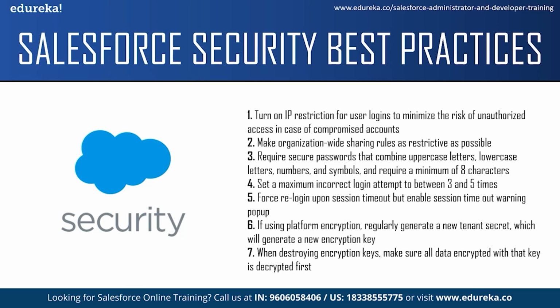Third is to require secure passwords that combine uppercase letters, lowercase letters, numbers, and symbols and require a minimum of 8 characters. Next, you need to set the maximum incorrect login attempts to between 3 and 5 times. Fifth, you need to ensure that the user re-logins upon session timeout but enable session timeout warning pop-ups. Next, if you're using platform encryption, regularly generate a new tenant secret which will generate a new encryption key. And when destroying the encryption keys, make sure all data encrypted with that key is decrypted first.